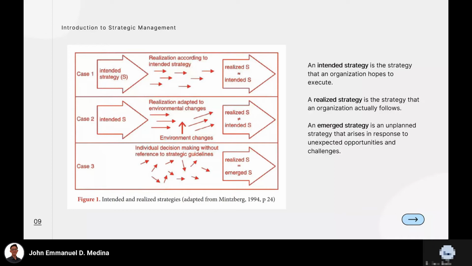This is what has happened in the second case, where the realized strategy diverged from the intended strategy because of the environmental changes that the organization needs to adapt to. Thus, the realized strategy is different from the intended strategy. In the third case, the realized strategy is the same as the emerged strategy as a result of many different decisions taken individually, since the organization may not have established any specified intended strategy.